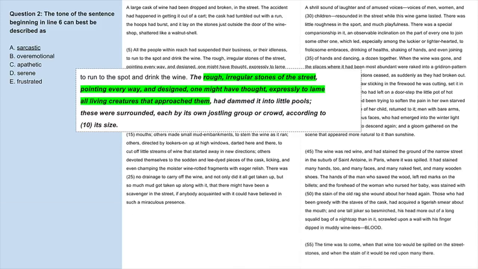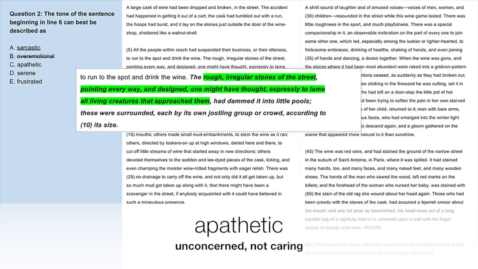So A is a good answer. This is sarcasm. Just taking a quick look at the rest of the answers. B, over-emotional. No, we don't have any great deal of emotion in this sentence. C, apathetic. Apathetic means not to care, and the narrator doesn't seem to be apathetic.